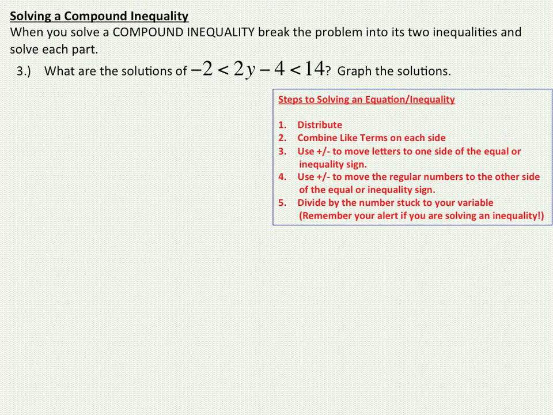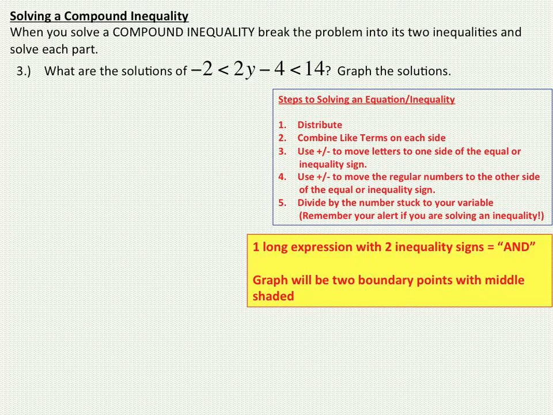This is number 3, so make sure you're on number 3 on your paper. What are the solutions? It's another AND problem. That's why I went to this one. So it's one long expression. So it's an AND problem. Again, the graph will be the 2 points with the middle shaded in.